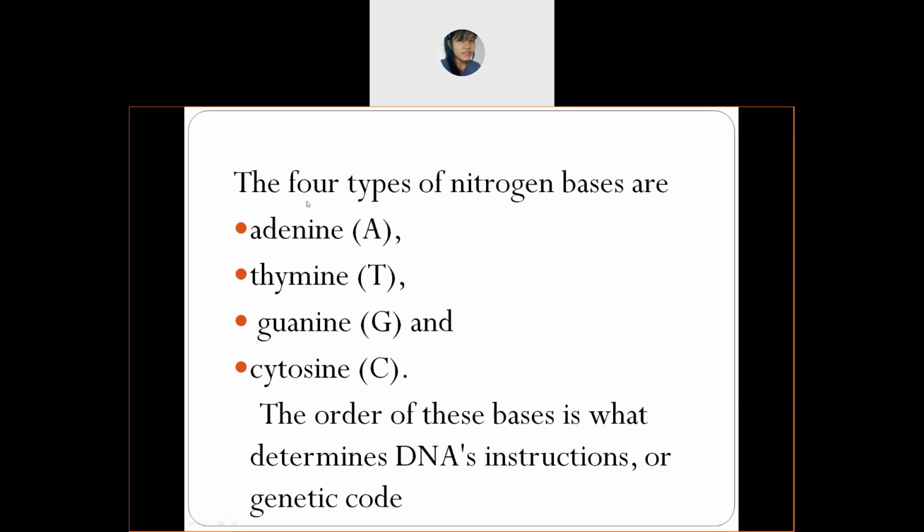Okay. So this is the identification of the nitrogenous base. In the nitrogenous base, you will get four bases. Those are adenine, capital letter A, thymine, capital letter T, guanine, capital letter G, and cytosine, capital letter C. Okay. And here, what you will get, the order of these bases. Okay. The order of all these bases determines DNA instructions of the genetic code.